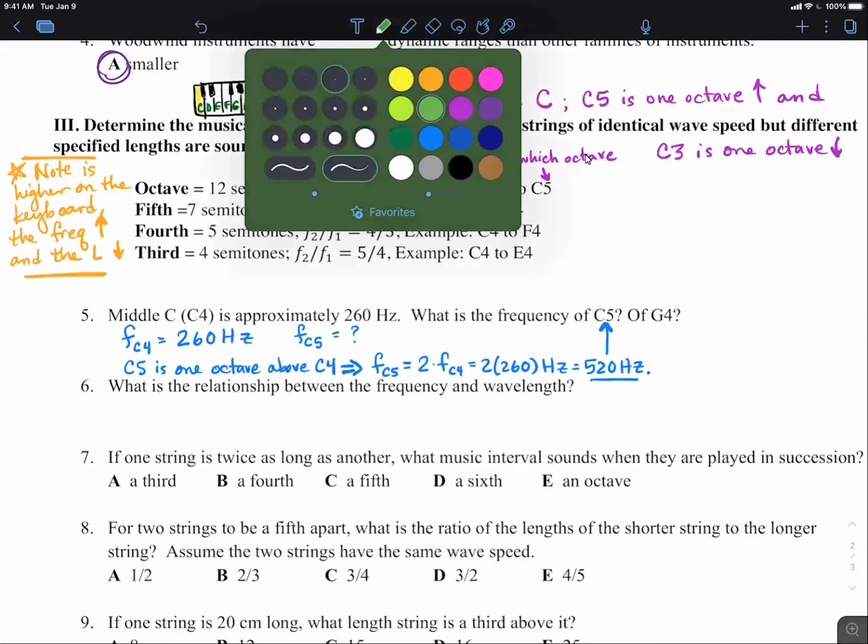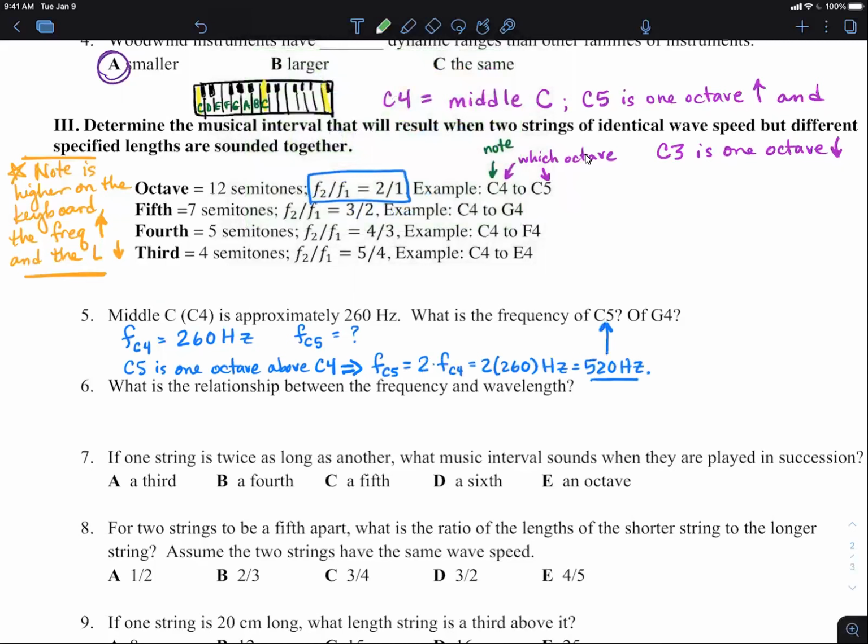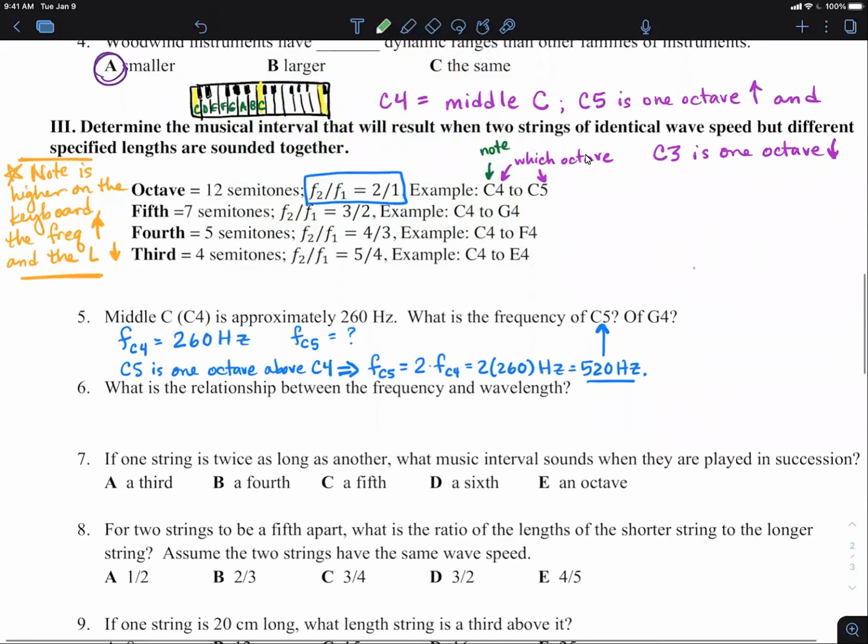All right, and now what about G4? Our starting point is that the frequency of C4 is 260 hertz, and the frequency of G4 is what we're interested in. So you come to the keyboard, start at C, and count up to G. How many semitones is that? We have 1, 2, 3, 4, 5, 6, 7.